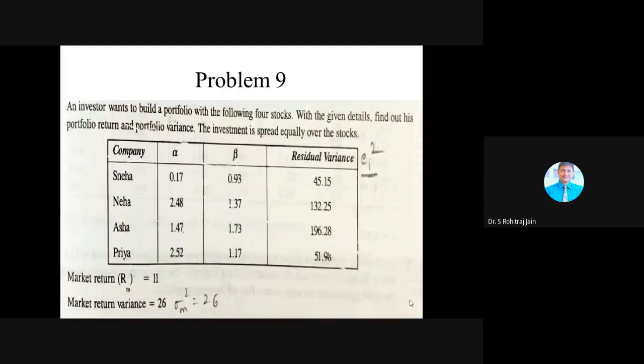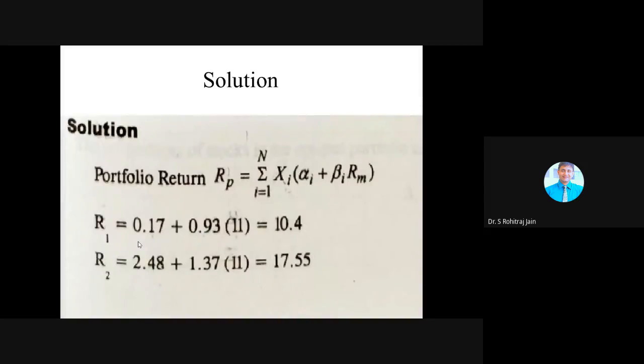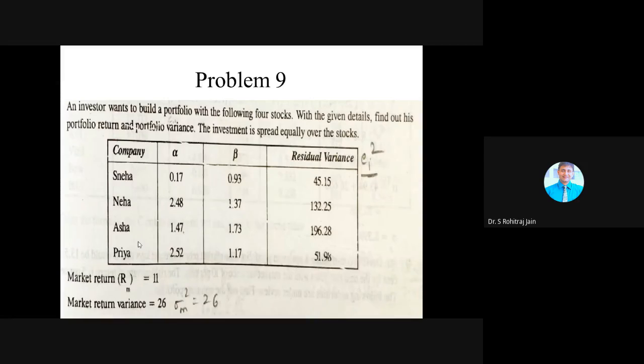Okay, I'll solve this problem now. What they have given me is alpha, beta, then the residual variance, symbolically called ei square, then the market return RM, and then the market return variance, sigma m square. Students, am I audible to you? Can anyone say yes, sir? So that I'll start the solution of this particular problem. Am I audible to you? Yes, sir. Okay, perfect. Now, first, students, what they have asked me to calculate is the portfolio return.